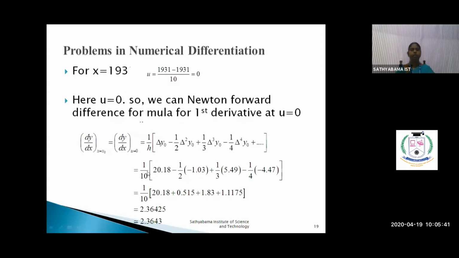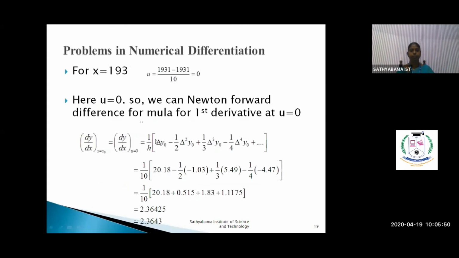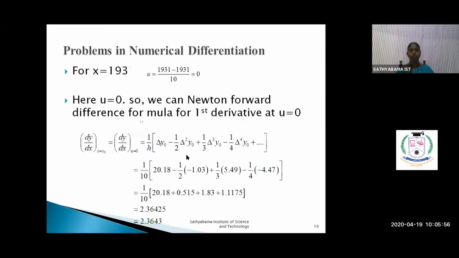So see that h is 10. So 1 by 10 delta y naught. What's my delta y naught? 20.18 is written here. Minus 1 by 2 delta square y naught, minus 1.03 is written. Delta cube 5.49. Delta power 4 minus 4.47.